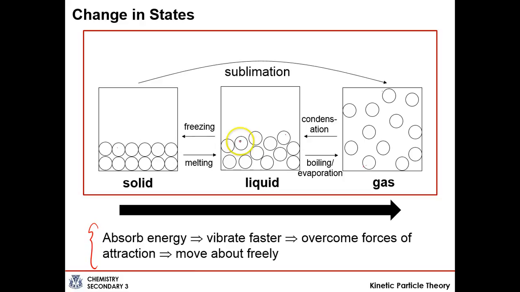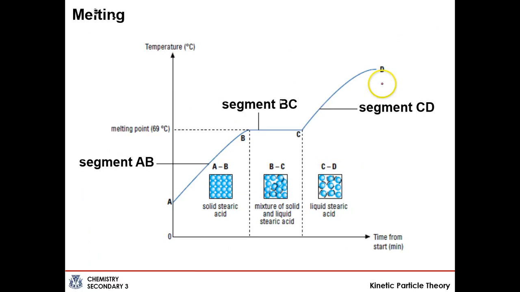So in order for them to move apart, they must overcome the force. So how do they overcome the force? They must gain more energy. So what happens when particles gain more energy? They move faster. So simply, particles gain energy, they vibrate faster, and they can overcome the forces of attraction between them, which allows them to move about more freely. So this is more freely, this is even more freely. So this general explanation applies from left to right.